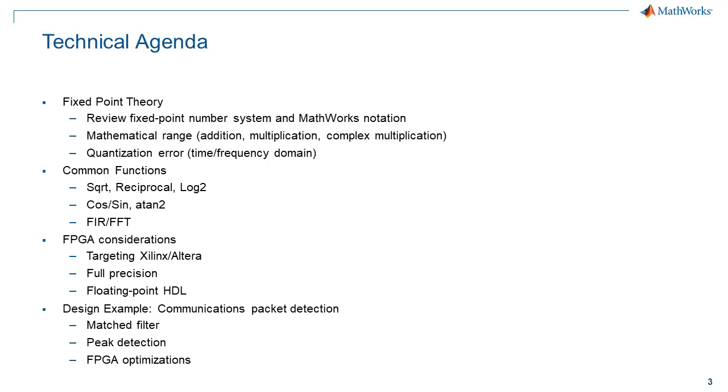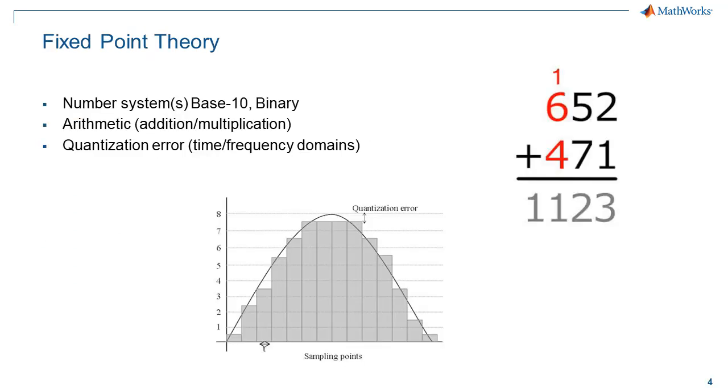Similarly, from the trigonometric functions, we'll go in a little bit more depth on cosine and sine, and then make an example of arctan2 available. For the higher level IP functions, we'll talk a little bit about FIR and FFT. We'll go through some of the concepts you have to have in mind as you're going to an FPGA, and then we'll conclude with an FIR filter example and a methodology. So let's start with a quick review of fixed point theory.